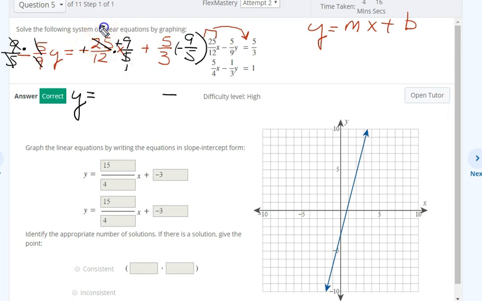5 goes into 25 5 times. 3 goes into 9 3 times. And into 12 4 times. So now we have 15/4 x. Now here, the 5's will cancel out, and I'm left with a -9/3. Well, I could cancel out a 3 from there and a 3 from there. So this is going to leave me with a 3.